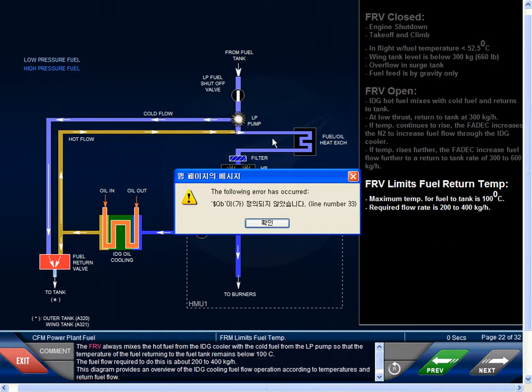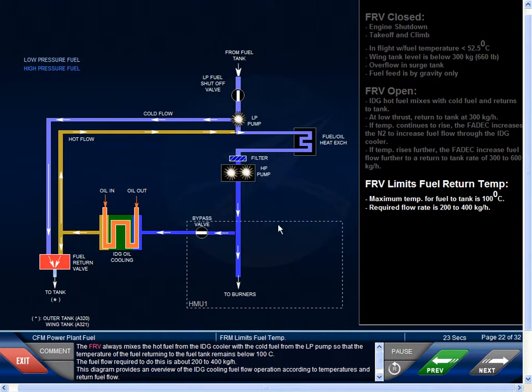The FRV mixes the hot fuel from the IDG cooler with the cold fuel from the low-pressure pump so that the temperature of the fuel returning to the fuel tank remains below 100 degrees Celsius. The fuel flow required to do this is about 200 to 400 kilograms per hour. This diagram provides an overview of the IDG cooling fuel flow operation according to temperatures and return fuel flow.